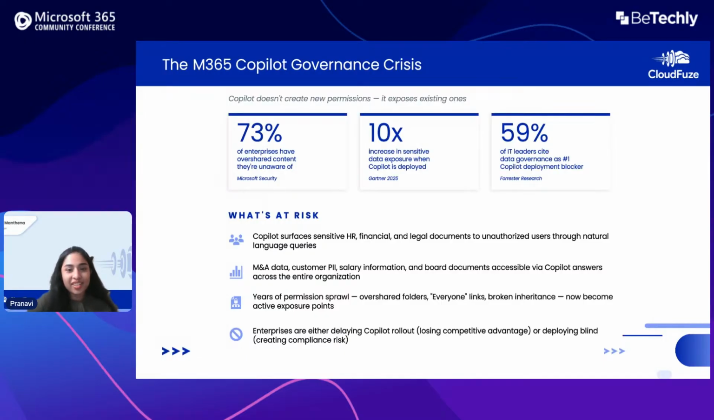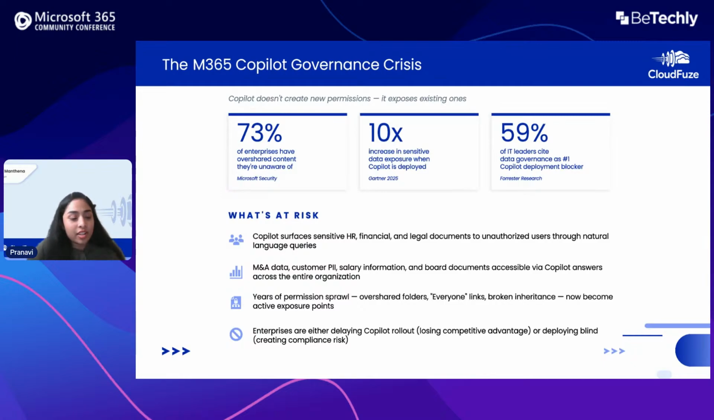Yeah, thanks, Anthony. Thanks for the overview on the migration side of things. So I'll move on to the governance side of things. The problem Anthony shared at the beginning of the webinar, the CIO's experience, is not just an isolated case. It's playing out at scale across enterprises right now. And the data actually backs that up. If you look at these numbers on the slide, according to Microsoft's own security research, 73% of enterprises have overshared content that they don't even know about.